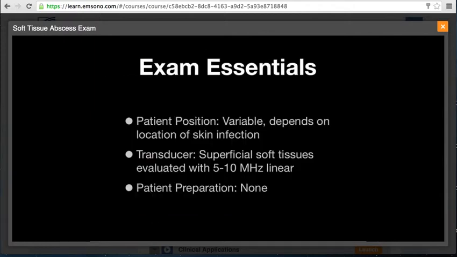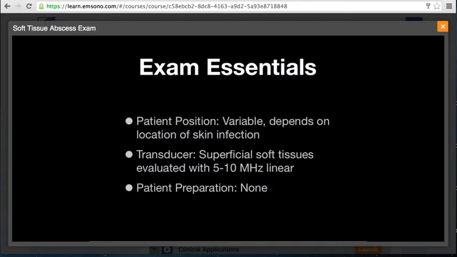Let's look at the exam essentials. From a patient position standpoint, it can be variable. Depending on the location of the skin infection, you've got a lot of flexibility here. As long as you have access to the area that needs to be scanned, they can sit in whatever position is comfortable for them. In terms of transducers, since most of the abscess cavities you're going to be looking for are going to be superficial, these should be evaluated with the linear 5 to 10 megahertz transducer.